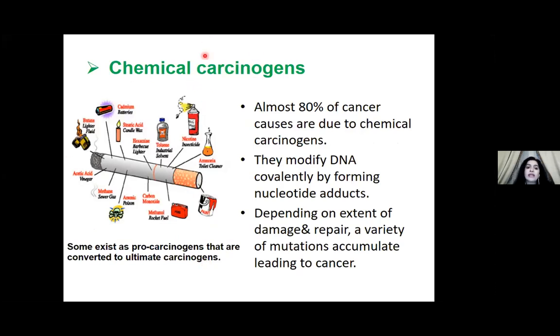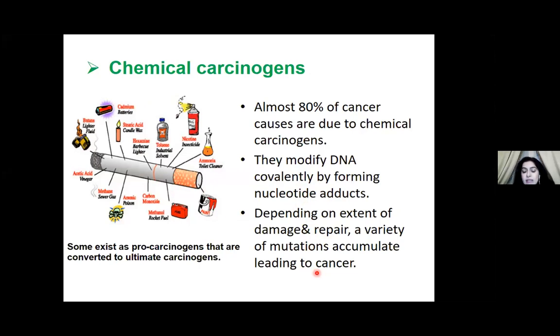There are other categories of carcinogens, like the chemical carcinogens. Almost 80% of cancer causes are due to chemical carcinogens. They are due to environmental pollution. We are exposed to many carcinogens all around us in the environment. They act mainly by modifying the DNA bases. They form covalent adducts with the DNA molecule. And depending on the extent of repair and damage, a variety of mutations can accumulate, leading to cancer.